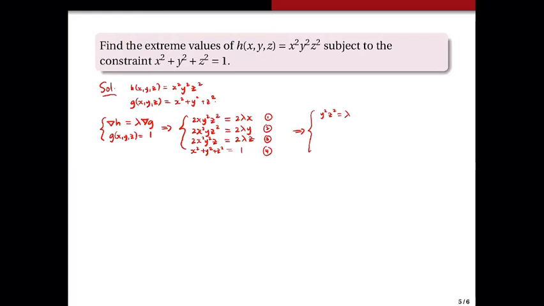And then we can also assume y not equal to 0. So we have x squared z squared equals lambda. And then here we have z not equal to 0. If we assume that, x squared y squared equals lambda. And then the fourth equation is just x squared plus y squared plus z squared equals 1.